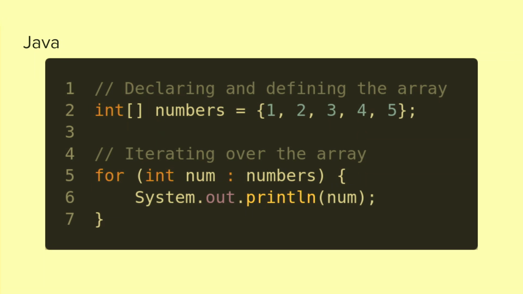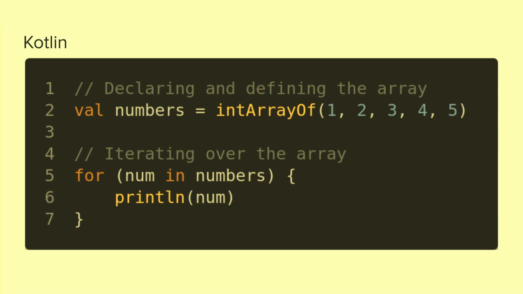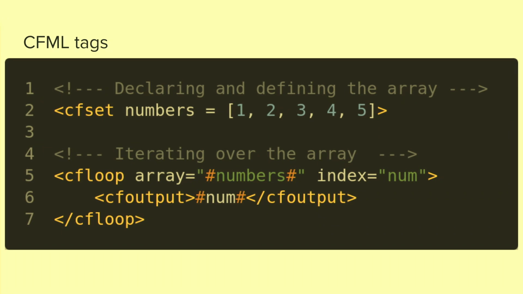But you see the idea: you declare a list of numbers, then there's a for loop with some sort of a way to define a local variable for the loop, and there's some sort of an output. Kotlin is similar, right? In this case, we've got a value numbers, and this is defined by using a function called intArrayOf. But again, the iteration is a for loop: variable in something, output the thing. CFML tags, okay, an array, cfloop, index variable, output the thing.